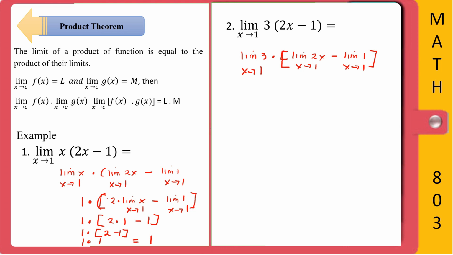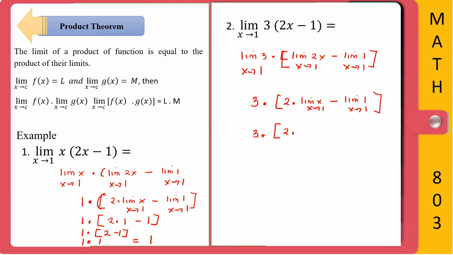Since this will be the constant theorem, it becomes 3 multiplied by, this will be a constant multiple theorem, so we have 2 multiplied by the limit of x as x approaches 1 minus the limit of 1 as x approaches 1. So bring down 3 multiplied by 2.